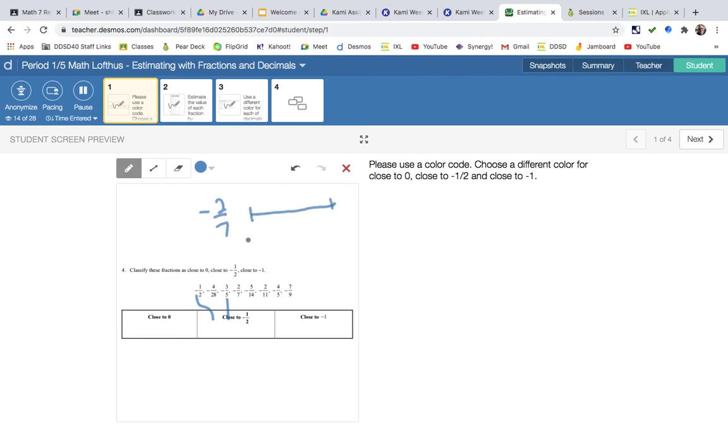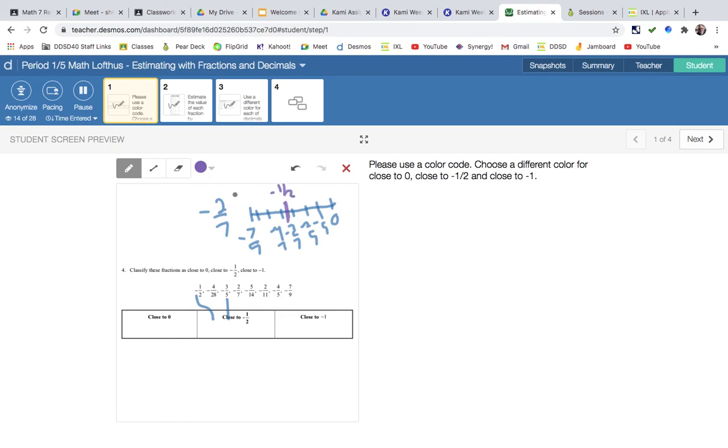We could have -1 or -7/7, and this would be 3, 4, 5, 6, 7. So this would be 0 and -1/7, -2/7, -3/7, -4/7, and so on. And let me change color here. This would be halfway. -3.5 would be halfway. This would be -1/2.